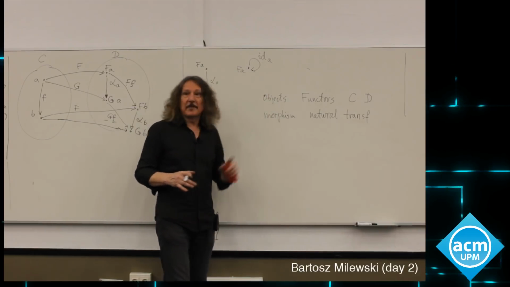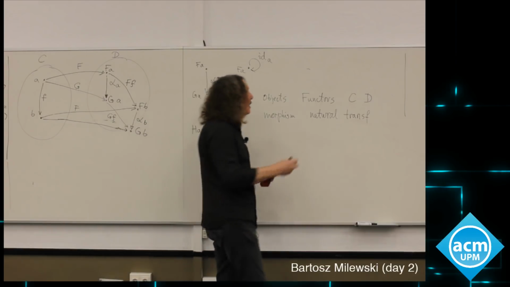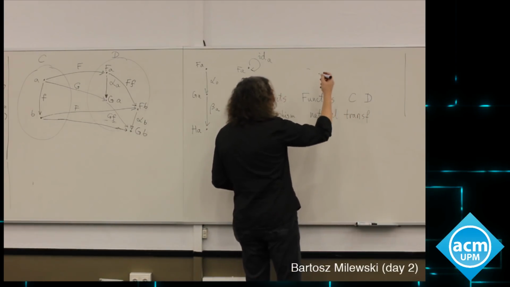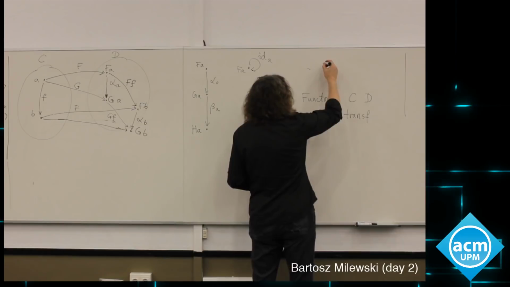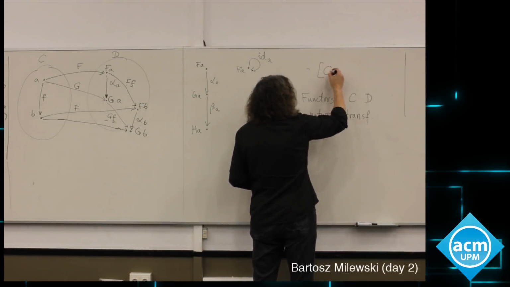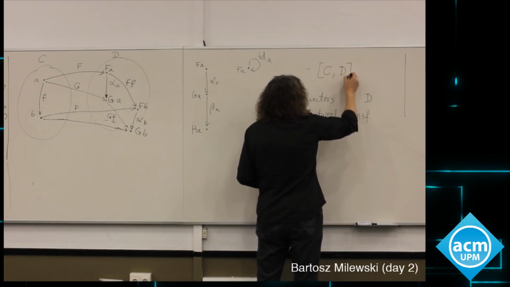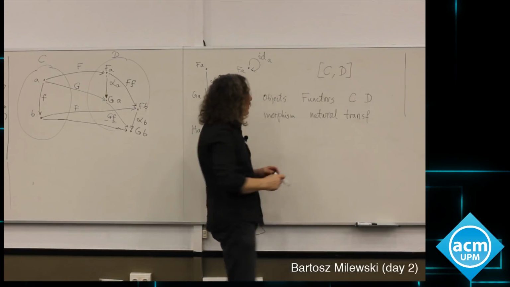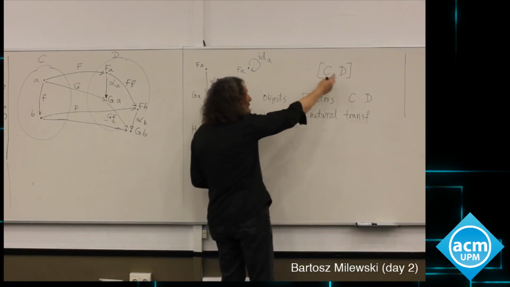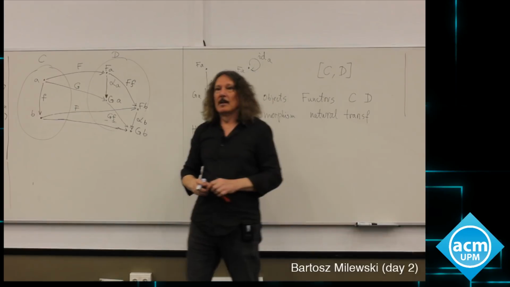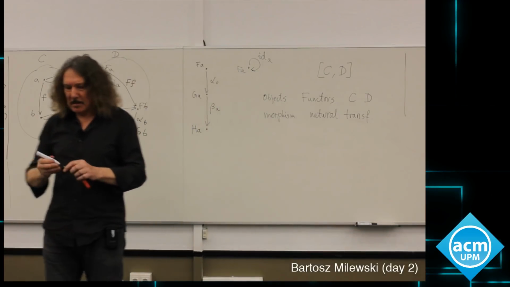So this is called a functor category. A functor category between two categories C and D. There is a notation for this, very simple. Mathematicians are very terse in their notation. So this is called a functor category between C and D.